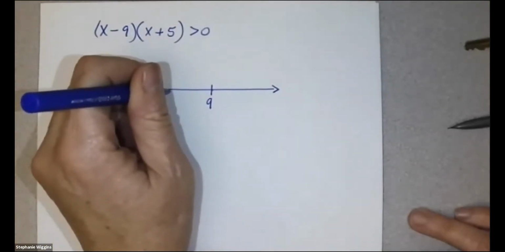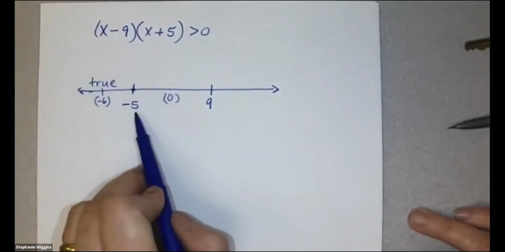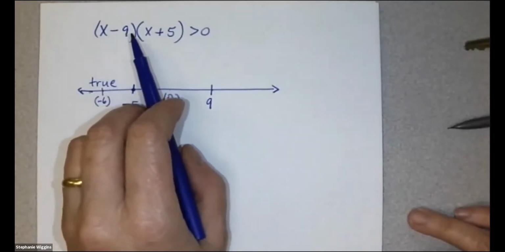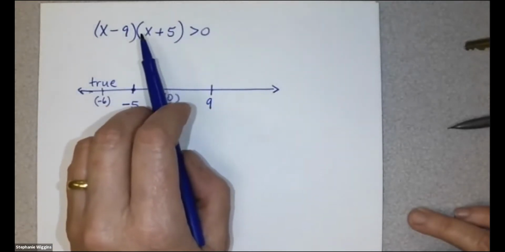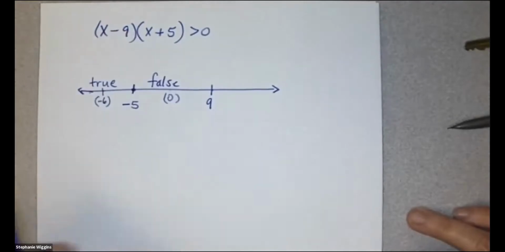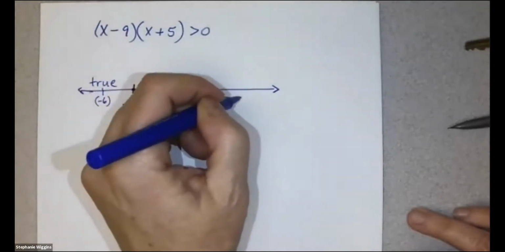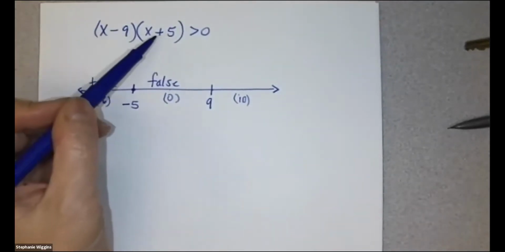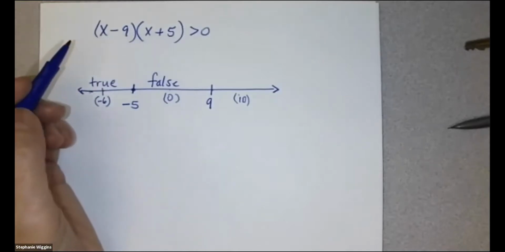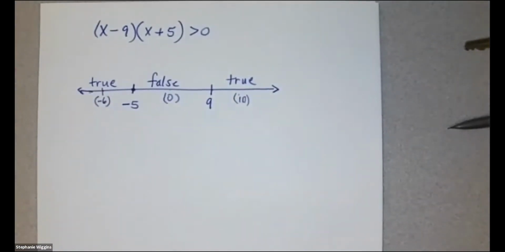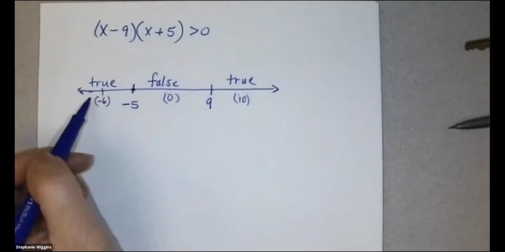If I plug in 0, so I'm going to pick 0 now because it's between -5 and 9, I get -9 times 5, -45 greater than 0. That's false. And if I plug in 10, 10 minus 9 is 1, 10 plus 5 is 15. 1 times 15. Is 15 greater than 0? That's true. So my statement is true on these 2 intervals.